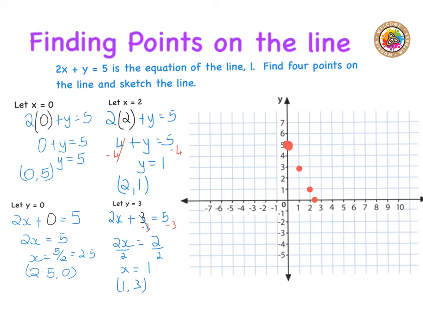So if I was to draw, and you would do this obviously with a ruler, a line between those, I'll just change the thickness there. We should have a nice straight line. Obviously you will do that with a ruler, but there we go, pretty much a straight line. So that's the line 2x plus y is equal to 5.